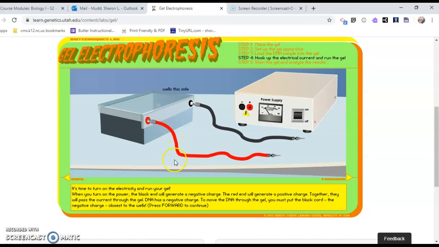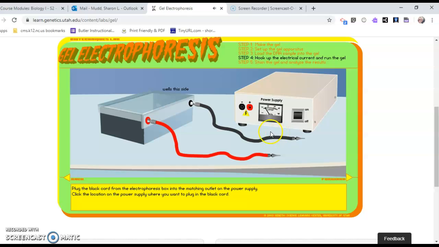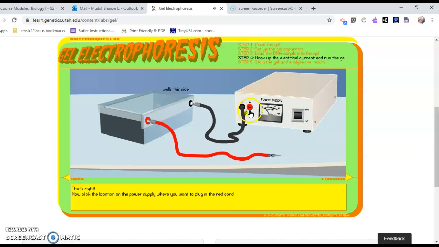So now we're going to turn on the electricity. When we turn on the electricity, the black end gives us a negative charge, the red end gives us a positive charge. Together they will pass the current through the gel. DNA has a negative charge, so to move the DNA through the gel, you must put the black cord, the negative charge, closest to the wells. So let's plug them in. Click the location on the power supply that you want to plug in the cord. Let's turn it on.